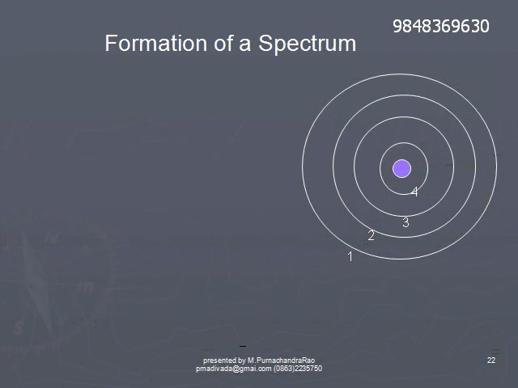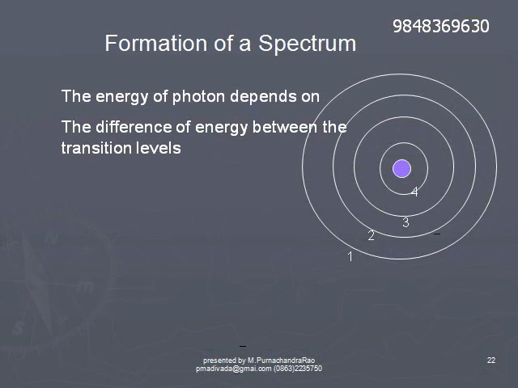Let us study the formation of a spectrum, different colored lines in a spectrum. The energy of a photon depends on the difference of energy between the levels between which the transition is taking place.